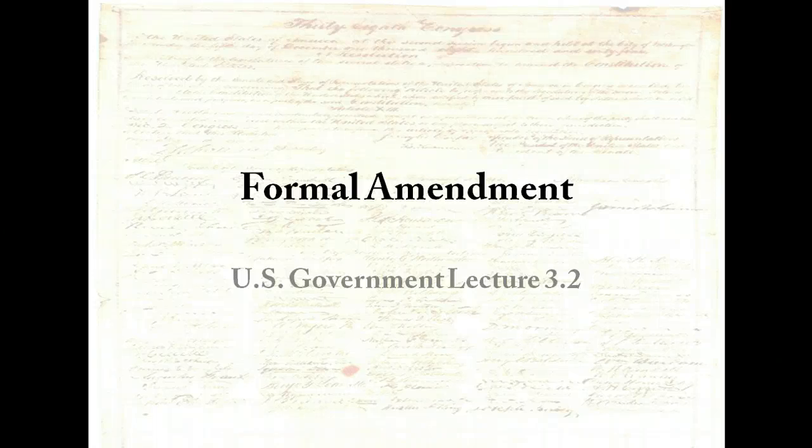Lecture 3.2, Formal Amendment of the Constitution. Our objectives in this section are, one, to analyze the processes by which the United States Constitution can be changed and to evaluate the effectiveness of that process, and two, to understand the history of the 27 amendments of the Constitution.